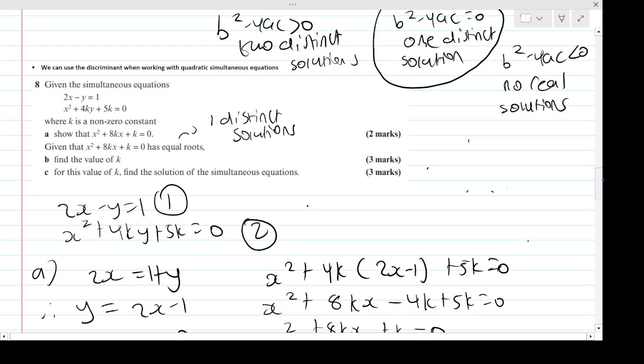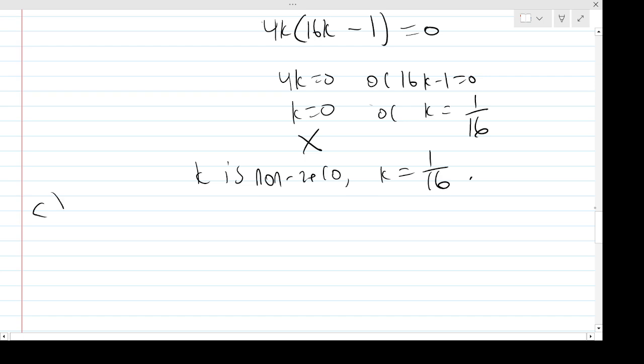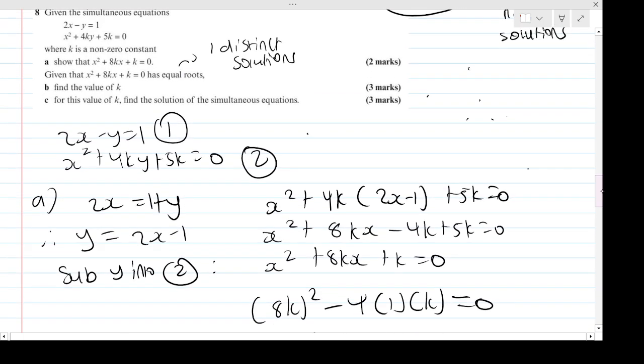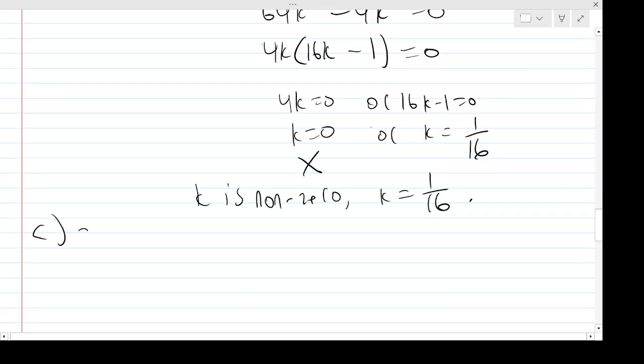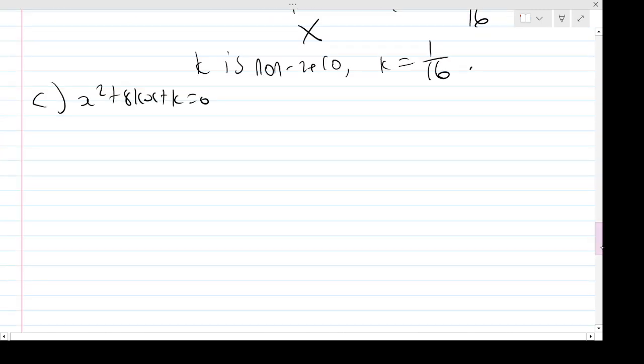There we are. Then it says for part C, for this value of k, find the solution to the simultaneous equations. Remember we already did part of it. For part A, we substituted y to get this quadratic. So we need to solve this quadratic, right? So we just plug in the value of k we just found. So I'm going to restate the quadratic: x squared plus 8kx plus k equals 0. That was the quadratic we got in part A. So we could just substitute this value of k in.